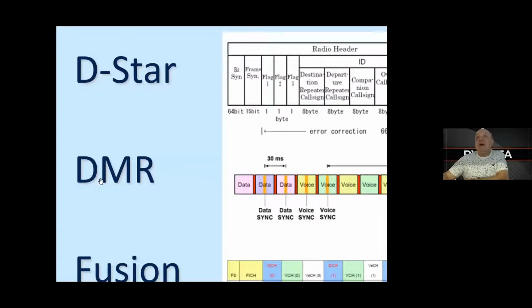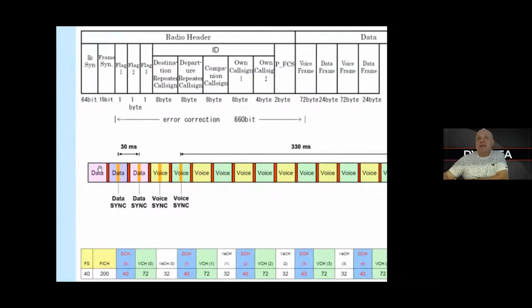For DMR, it's a bit different. You have a data frame, data frame. The red slots are a sort of silence, because I told before that DMR is a TDMA system. So the radio sends data and listens, sends data and listens. Every 30 milliseconds it sends a packet and it listens.